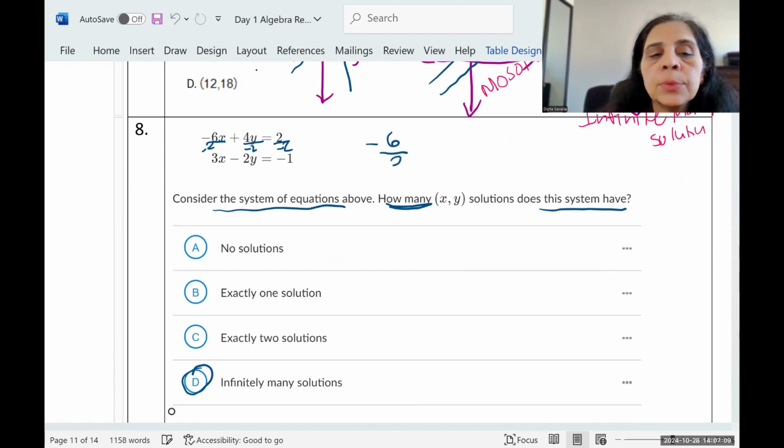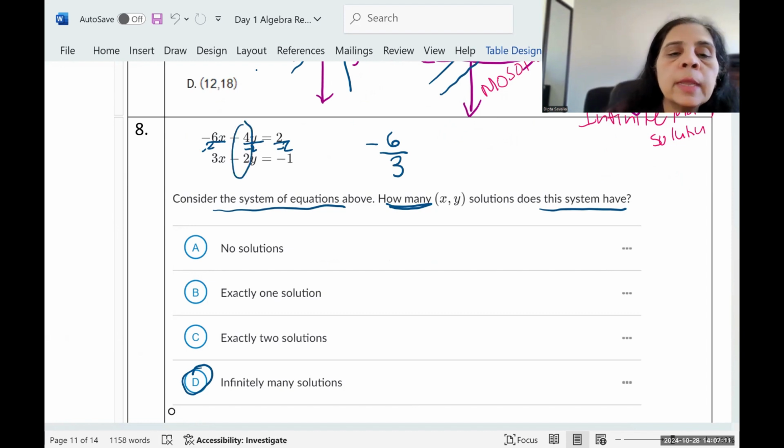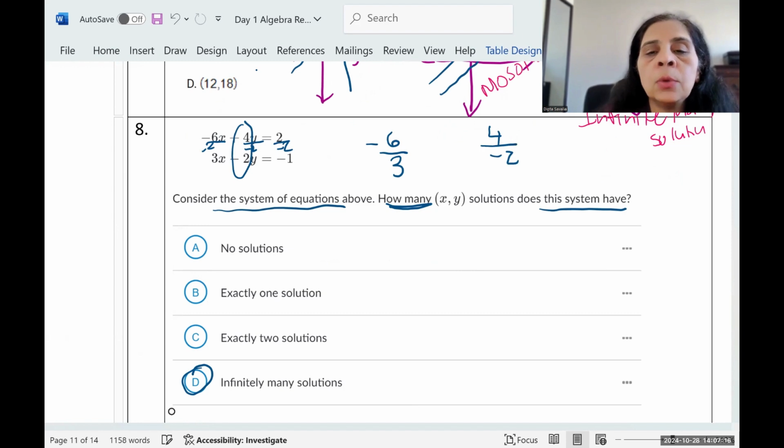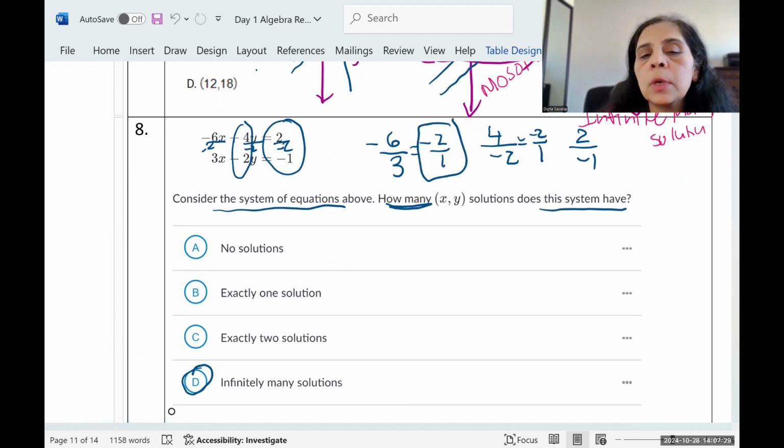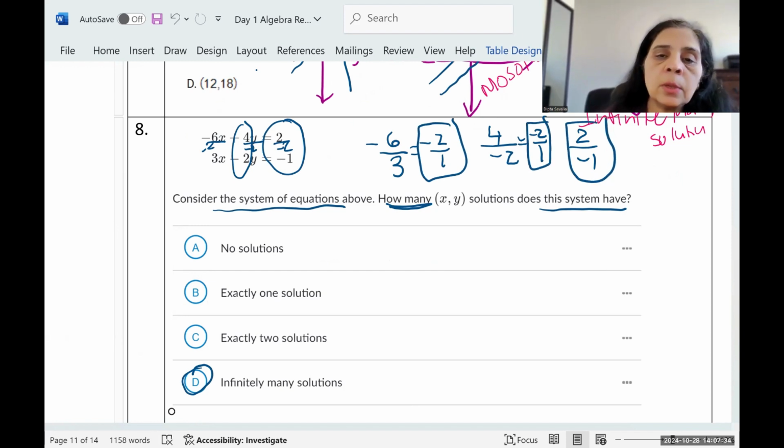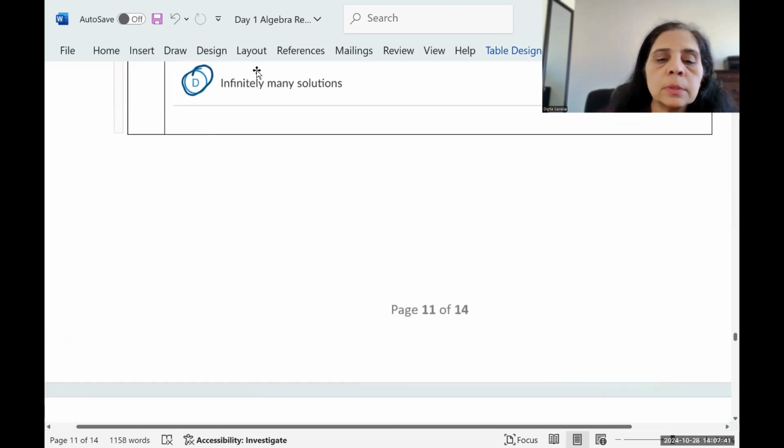So also you can see the same ratio for both sides. Say negative 6 over 3, you will take the ratio of the y coefficient, 4 over negative 2, and the constant, 2 over negative 1. Now, if you reduce by 3, you will get negative 2 over 1, negative 2 over 1. So each ratio is the same. If we have infinitely many solutions, definitely you will get the same ratio from each variable coefficient and the constant.